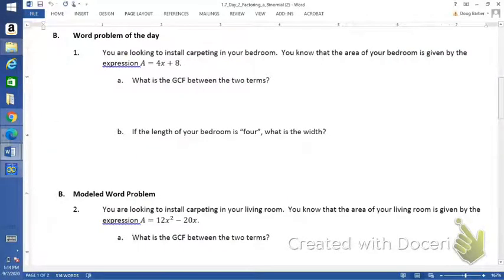Okay, part B, the word problem of the day. You are looking to install carpeting in your bedroom. You know that the area of your bedroom is given by the expression A equals 4x plus 8. What's the greatest common factor between the two terms?